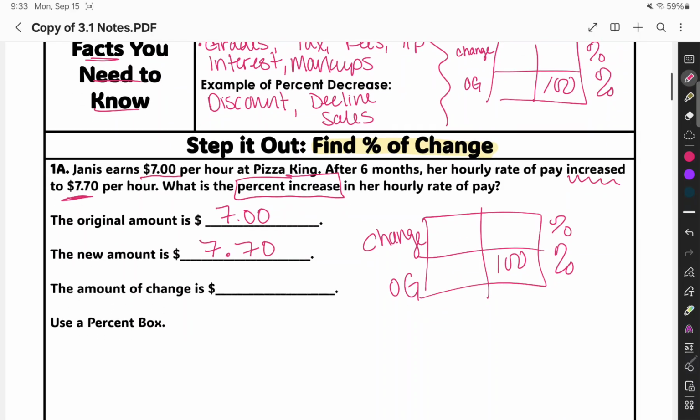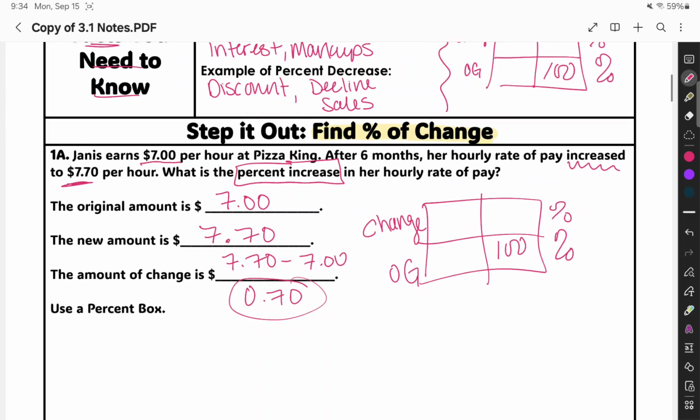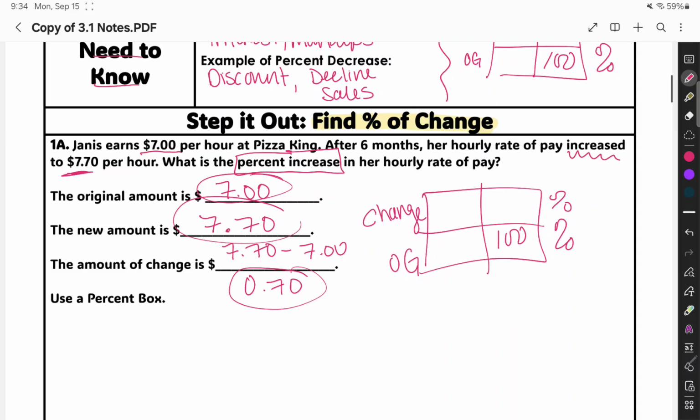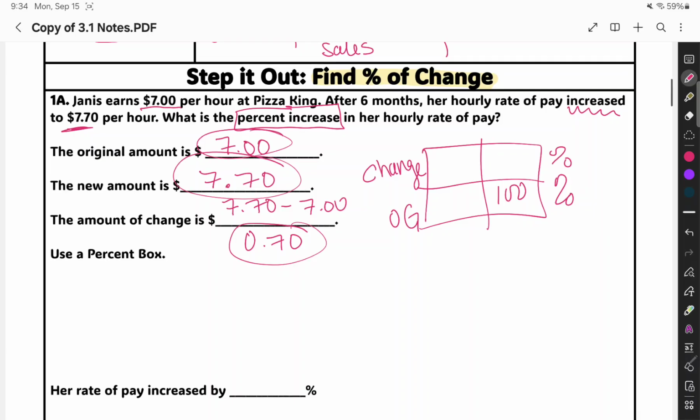When we solve one of these problems, we need to know how much change has occurred. For the amount of change, we just subtract the two, finding the distance between the two numbers, which ends up being 70 cents. Just like you'd want to find the difference if you started at $5 and now you're up to $7: how much change was that? There was a $2 difference. So now we've got these three important pieces of information, and we can plug them into our box.